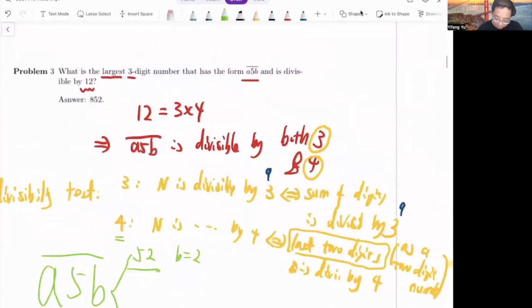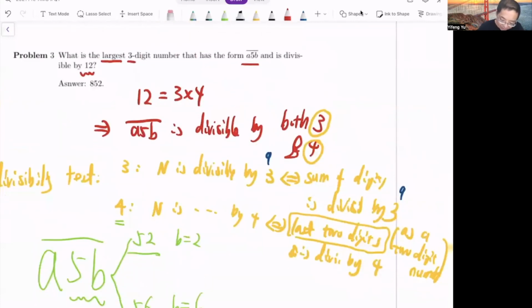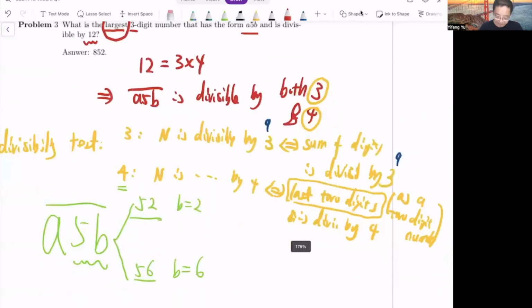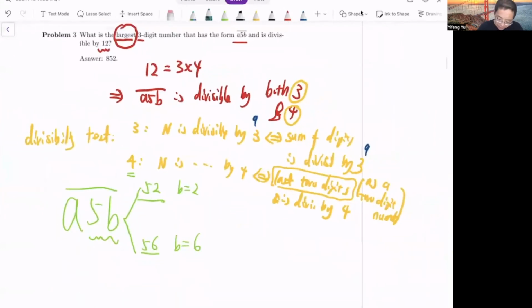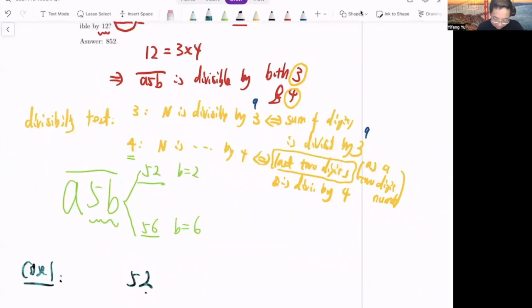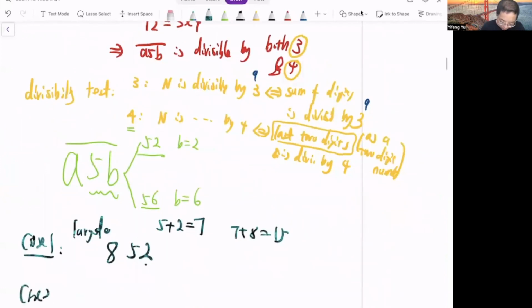Meanwhile, we want to make the number as large as possible. Case 1: if I use 5, 2, the last digit is 2. In order to make it divisible by 3, 5, 2 plus 7, and the largest digit I can go is 8, because 7 plus 8, which is 15, is divisible by 3.